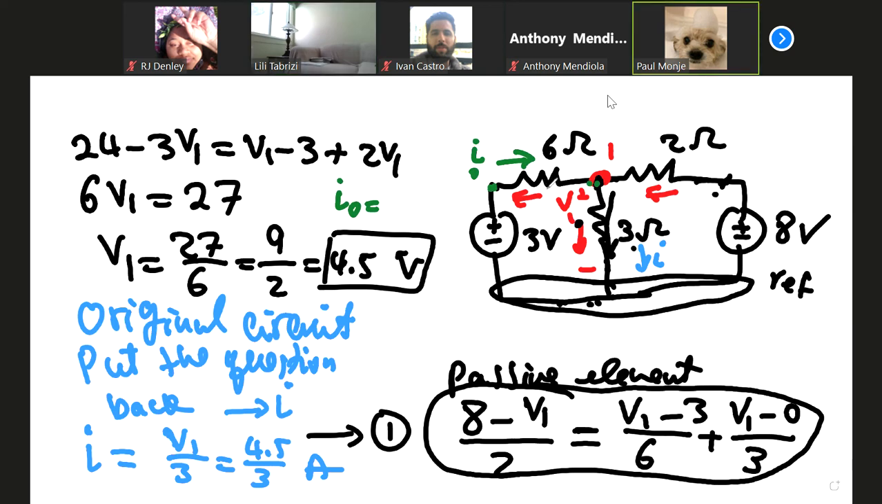Moreno, what is I0? It's an element between two terminals. V1 over 6. Is the voltage across 6 ohms V1? Oh, no, my bad. It'll be 3 over 6. The voltage across 6 ohms is 3 volts.